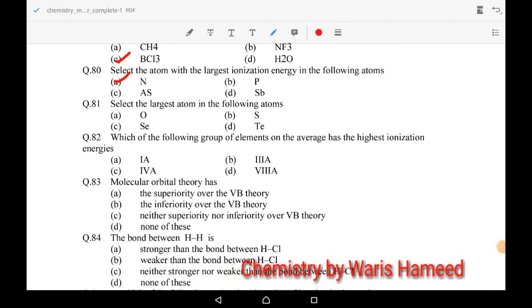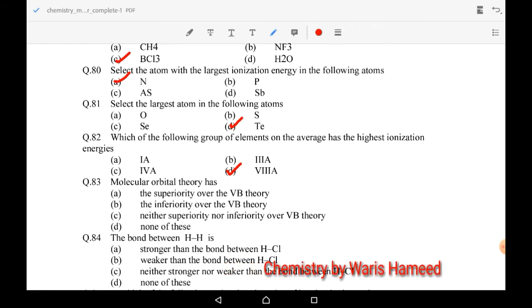In oxygen family, the top member is oxygen, and then sulfur, and below the sulfur is selenium, and below the selenium is Te, tellurium. So its correct option is D. Largest atom will be Te. Which of the following group of elements on the average has the highest ionization energy? Option A. Smallest size will have the highest ionization energy.